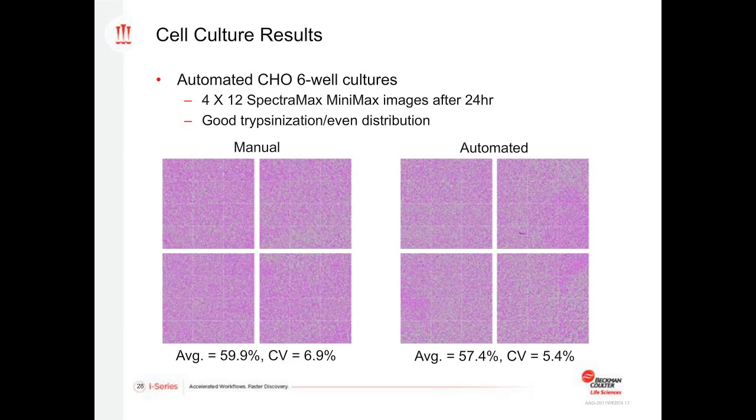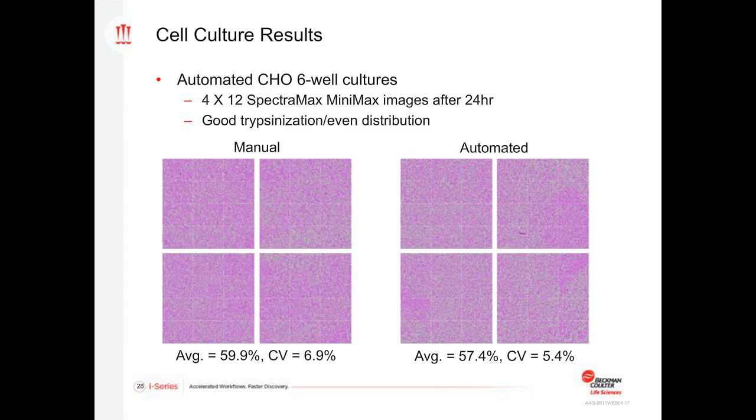What you can see on the left is what I could achieve manually, and on the right is what the system was able to do in an automated fashion. We got very comparable percentages of confluence, right around 60%, and very low CVs in both cases, indicating, again, good dispersion across the wells.